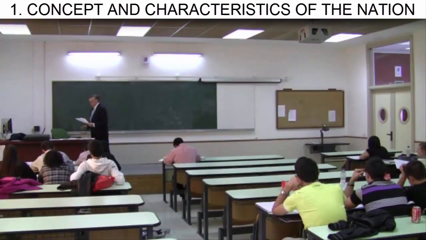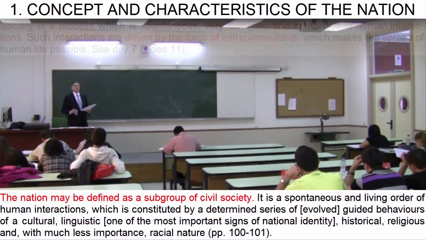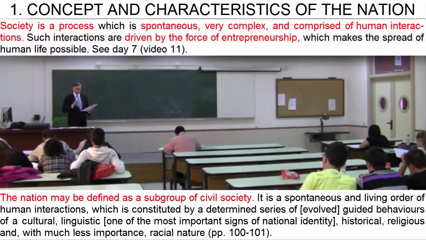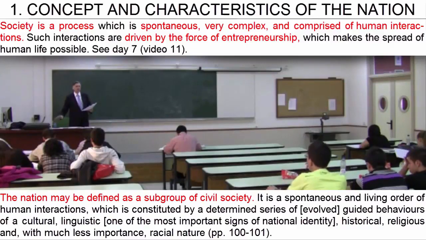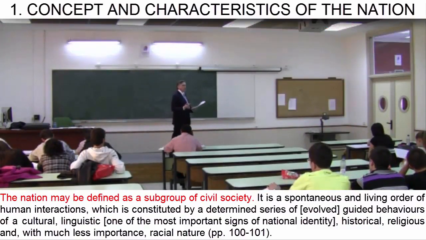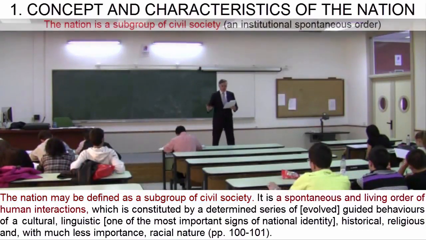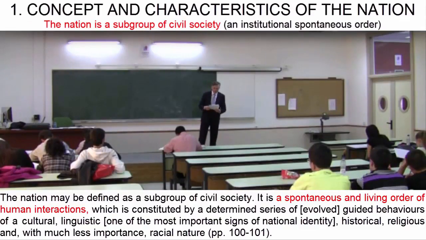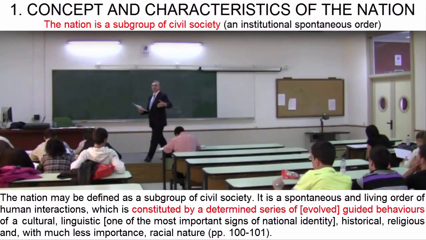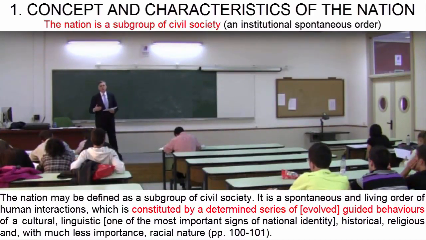economic theory. Well, a nation should be understood as a subset of civil society. Remember that we understand society as an extremely complex process, comprised of human interactions and driven by the force of entrepreneurship. When we talk about a nation being a subset of that process, we are conceiving of a nation as a spontaneous order, a living order of human interactions, which is comprised of a number of patterned behaviors that are learned, developed, and perfected in an evolutionary manner.